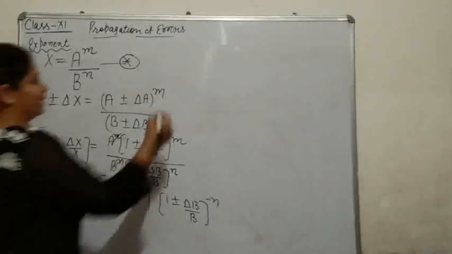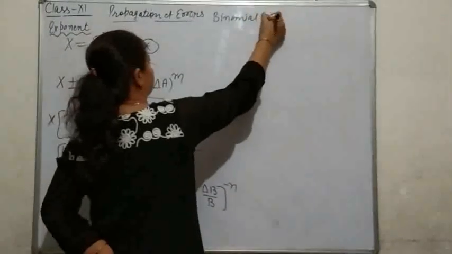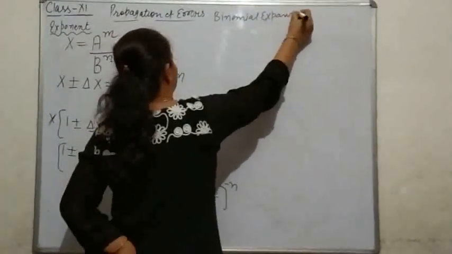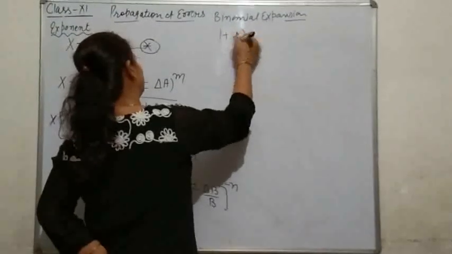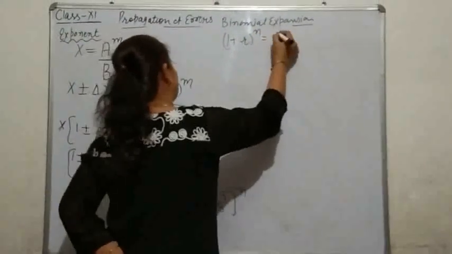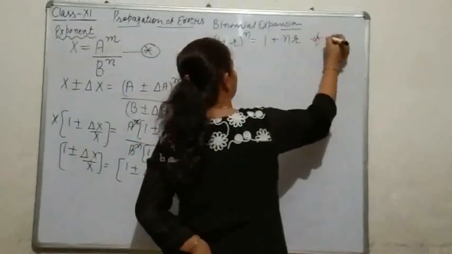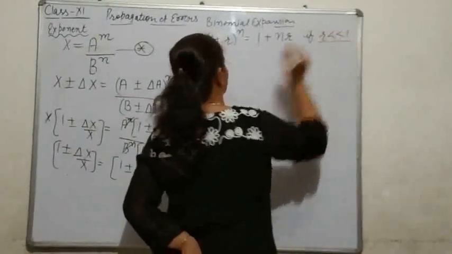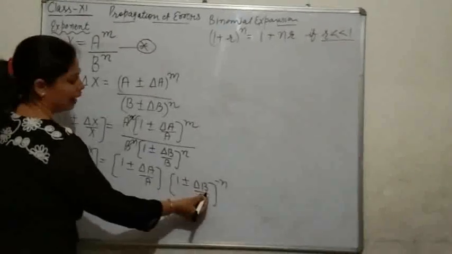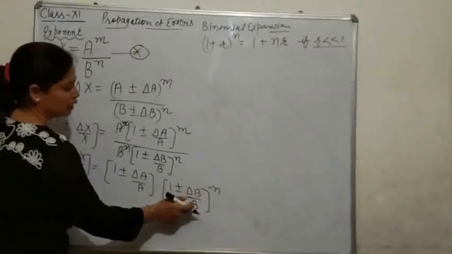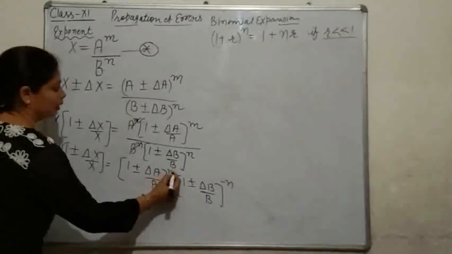Now, as I have taught you, in a binomial expression I can expand 1 plus r raised to the power n into r. It is possible if r is very much less than 1. Same as delta b is the error, error upon the value, that is the fractional error, is very small. So I can expand it in a similar manner.